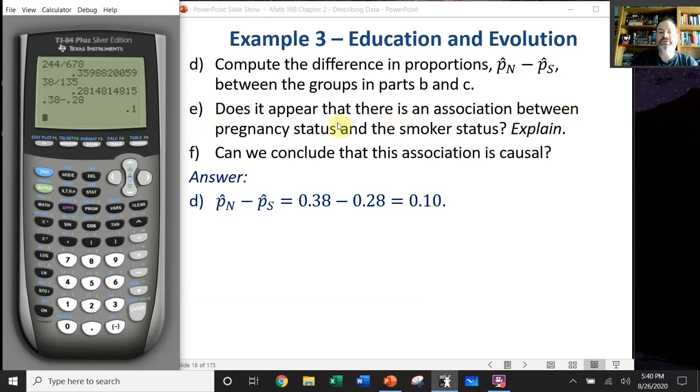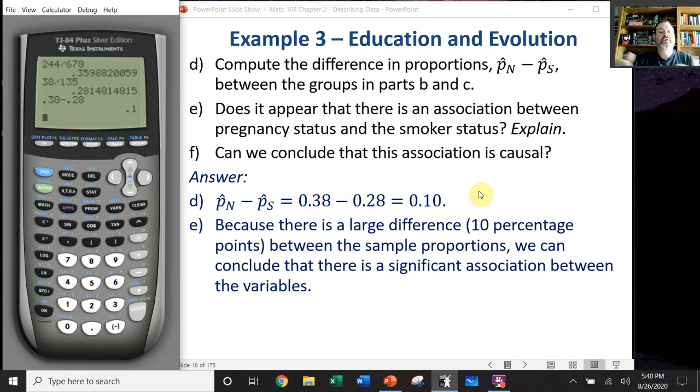So does it appear that there's an association between pregnancy status and smoker status? Well, this looks like a big difference to me. If a woman's trying to get pregnant and you're told that you have this much of a difference, that is indicative that it is a large difference. So that's actually what I said here. Because there's a large difference, 10 percentage points, between the sample proportions, we can conclude that there is a significant association between the variables. So that means smoking status and pregnancy status are related to each other in a non-random way. There's some kind of connection.